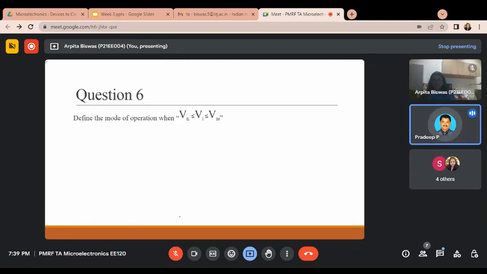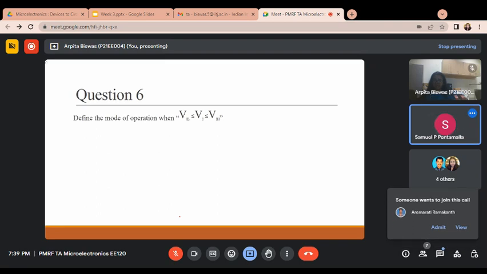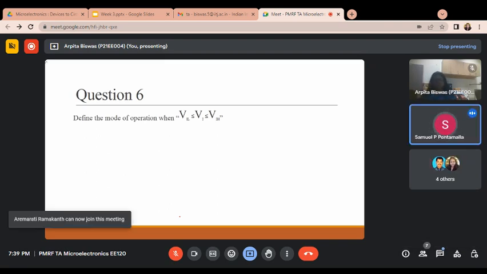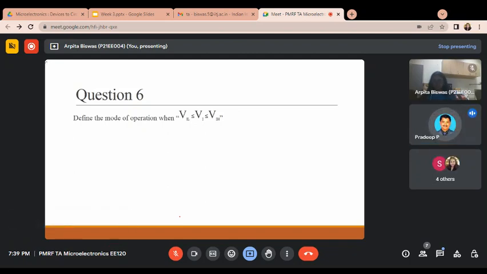Madam, this is V1, middle, VIL. VI means the input voltage you are giving, which is greater than or equal to VIL or less than or equal to VIH. Active region, ma'am. What's in active region? Okay. Anyone else? Cut-off region, madam.